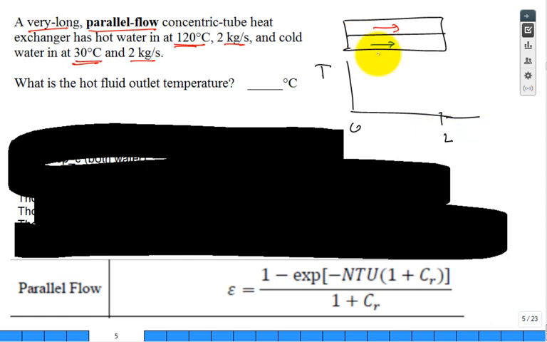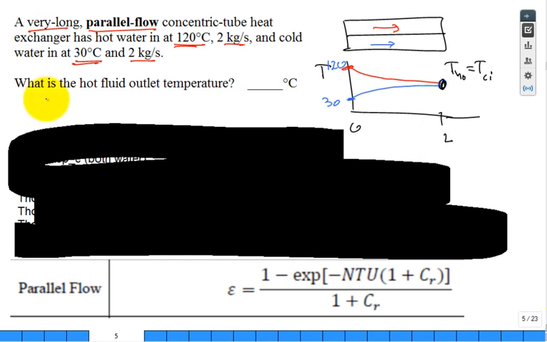And the hot comes in at 120, the cold comes in at 30. What do you think the temperatures do? They're going to do something like this, especially if it's really, really long. If it's really long, what is the difference between those two temperatures at the exit? Isn't the temperature of the hot out equal to the temperature of the cold at the exit if it's very long? Sure. And now you just have to solve for it.